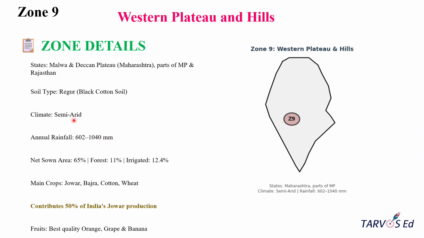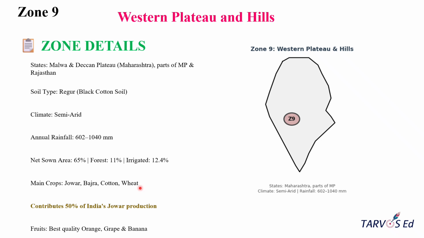And the soil is regur, also called black cotton soil, which is excellent for holding moisture and is great for cotton cultivation. And only about 12.4 percent of the area is irrigated. So the farming here is largely rain-fed. And the main crops grown are jowar, bajra, cotton, wheat and so on.